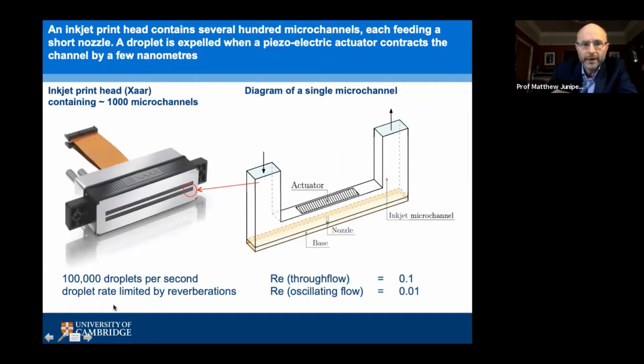And the manufacturers want to increase that rate as much as possible because then they can print faster. But the problem is if you start to eject a second droplet before the reverberations from the first droplet have died away, the droplets are no longer uniform. And one thing humans are very good at is spotting non-uniformities in printing. If you think about reading a book or seeing a magazine that has a line down it, it's very easy to spot that line.